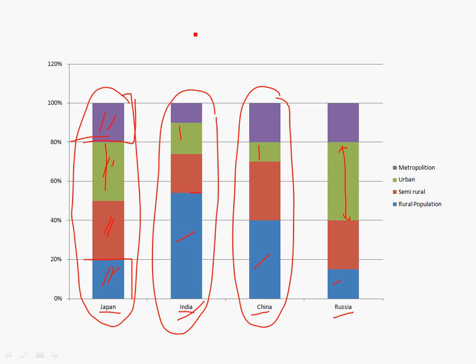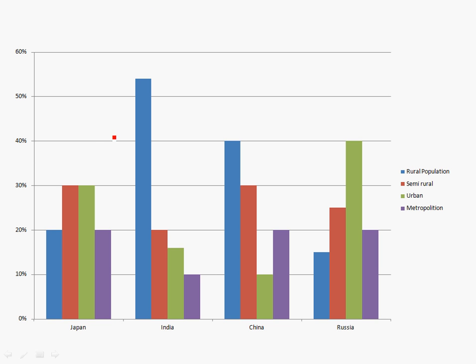Another representation of the same thing can be something like this, right? So this is much clearer than the previous one. Here again I have plotted 4 things separately. So this becomes rural, this becomes semi-rural, this becomes urban, and this becomes metropolitan, right? So now you can again very easily compare. You can see that this blue block is standing out for India, and it is highest for India. Similarly, the green block stands out for Russia and is highest in Russia, right? So depending on what kind of graph is given, you have to interpret the data accordingly, right?